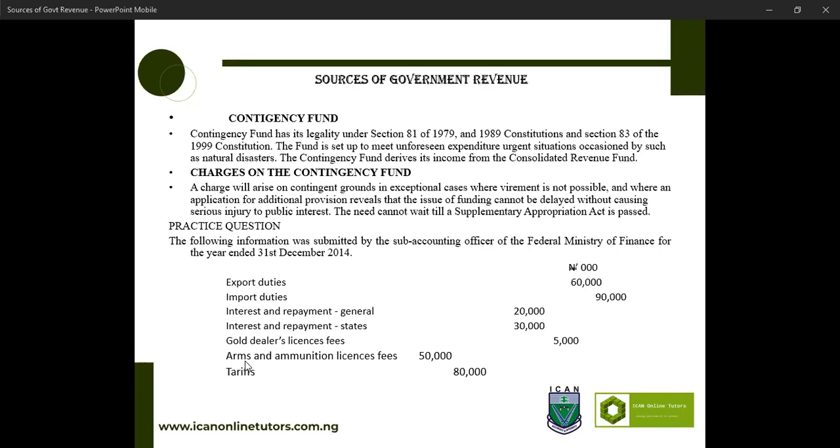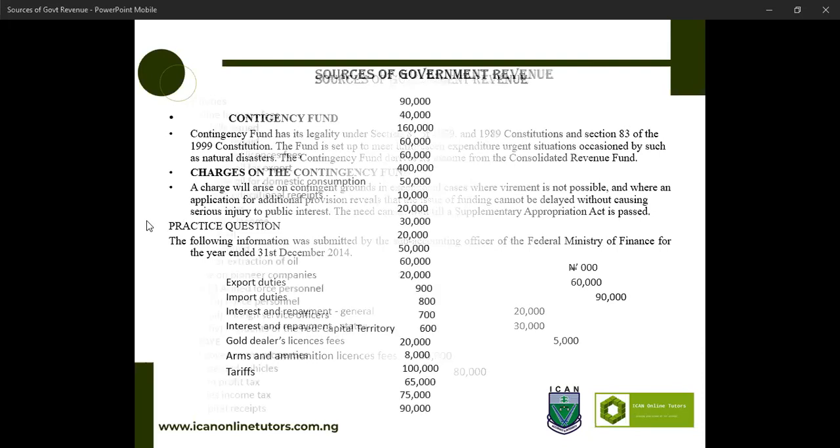Please let us get this clearly. It seems some of us are still not getting this. Let us get it clearly before we move. We have two classes of revenue. We have the Federation and we have the Consolidated Revenue Fund. The Federation is having three heads, head one, two, and three. All the revenue relating to head one, two, three are going into the Federation account. Please, let us go back to that so that we see it again before we move.